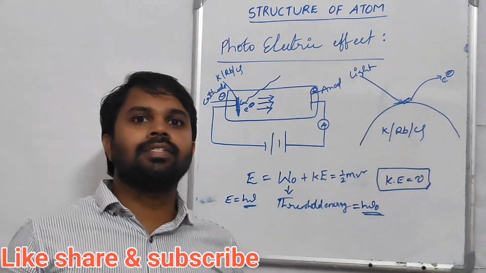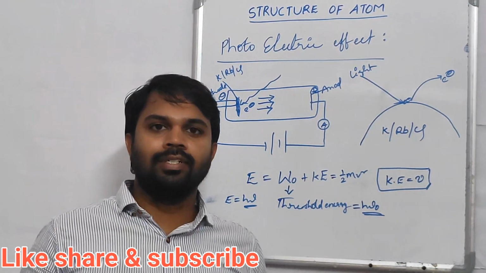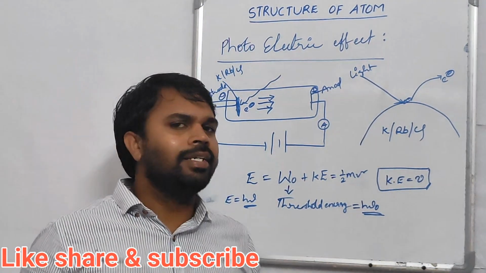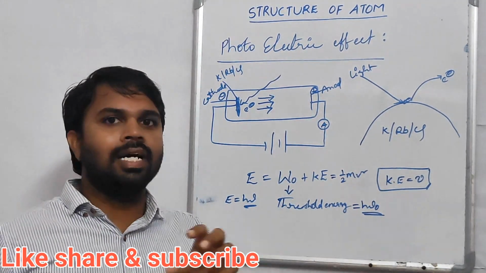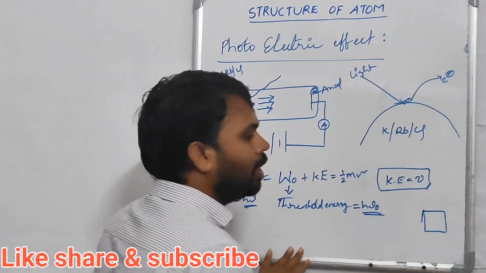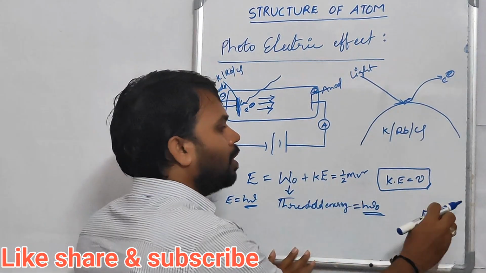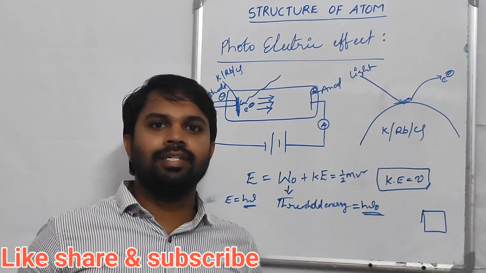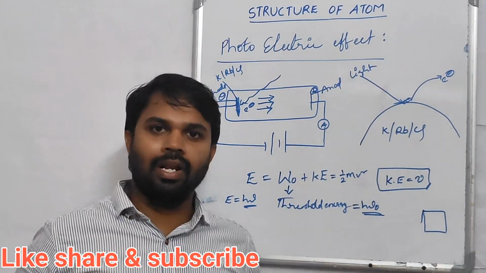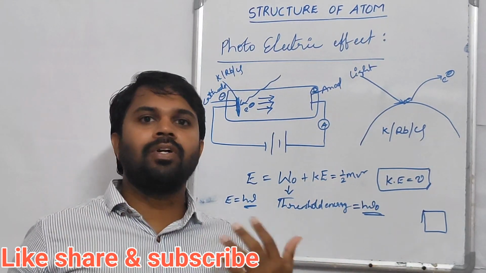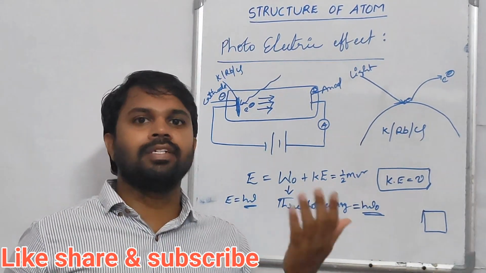The number of electrons ejected is directly proportional to the intensity. Now the question is, what is intensity? Intensity is nothing but the power transferred per unit area. For example, this is unit area. The power transferred through this unit area is called intensity. In other words, intensity is nothing but the brightness of light. If intensity is more, the number of photons is more. If the number of photons is more, the number of electrons ejected is more.